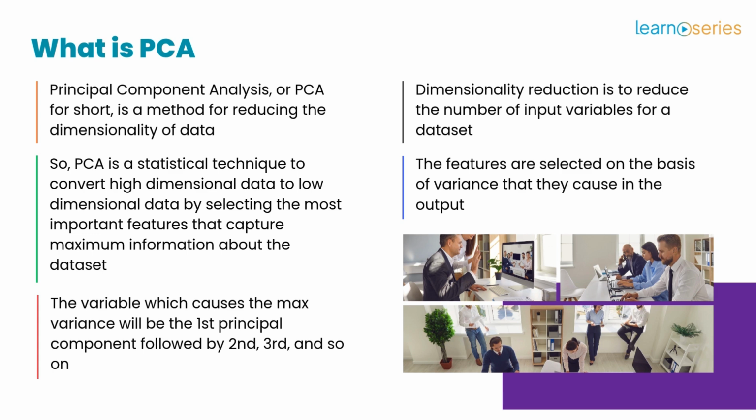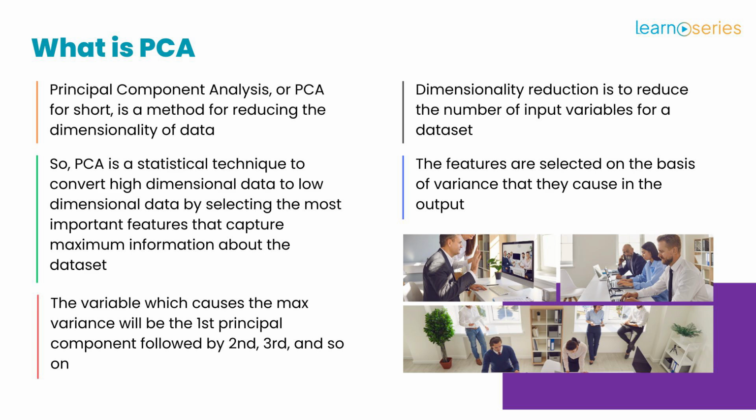Okay, so what is PCA? PCA is nothing but the principal component analysis. It's a method for reducing the dimensionality of the data. Dimensionality reduction is to reduce the number of input variables for a data set. Okay, number of inputs, that is the number of features.